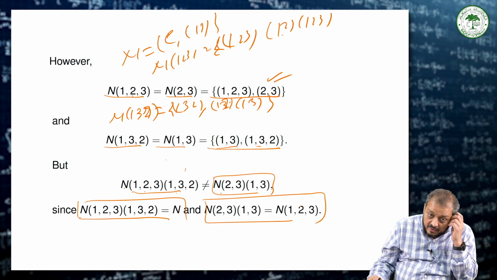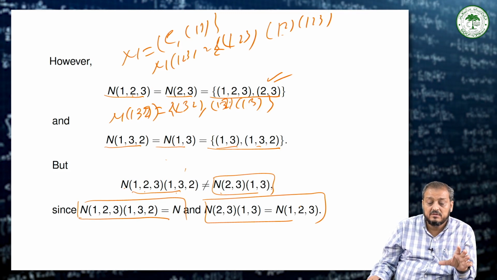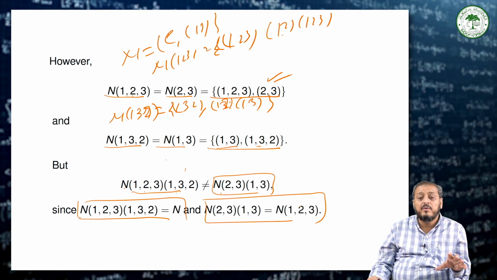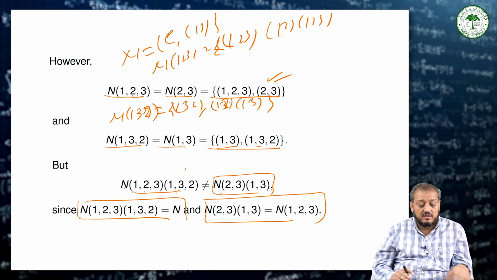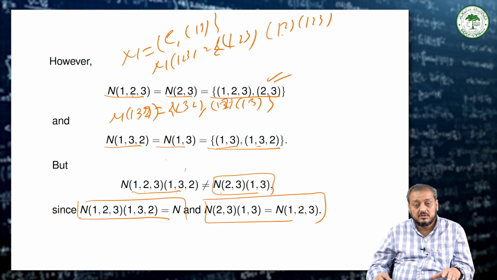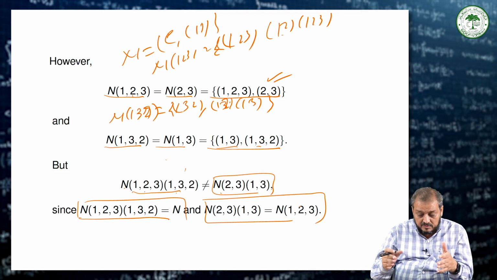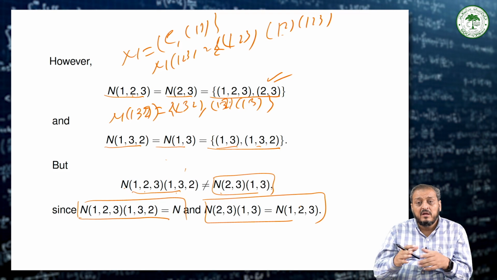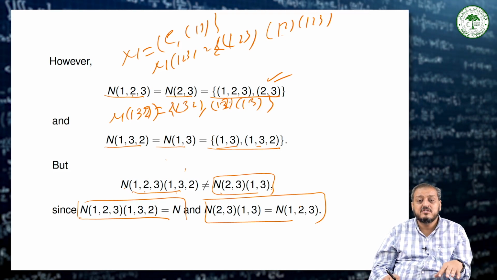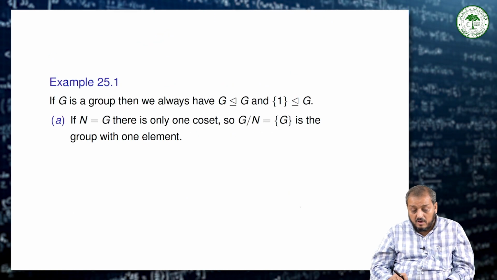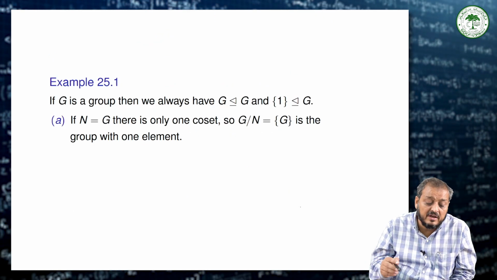So if we take a subgroup that is not a normal subgroup, then the binary operation we defined for G by N is clearly not a well defined function in the case where N is not a normal subgroup.